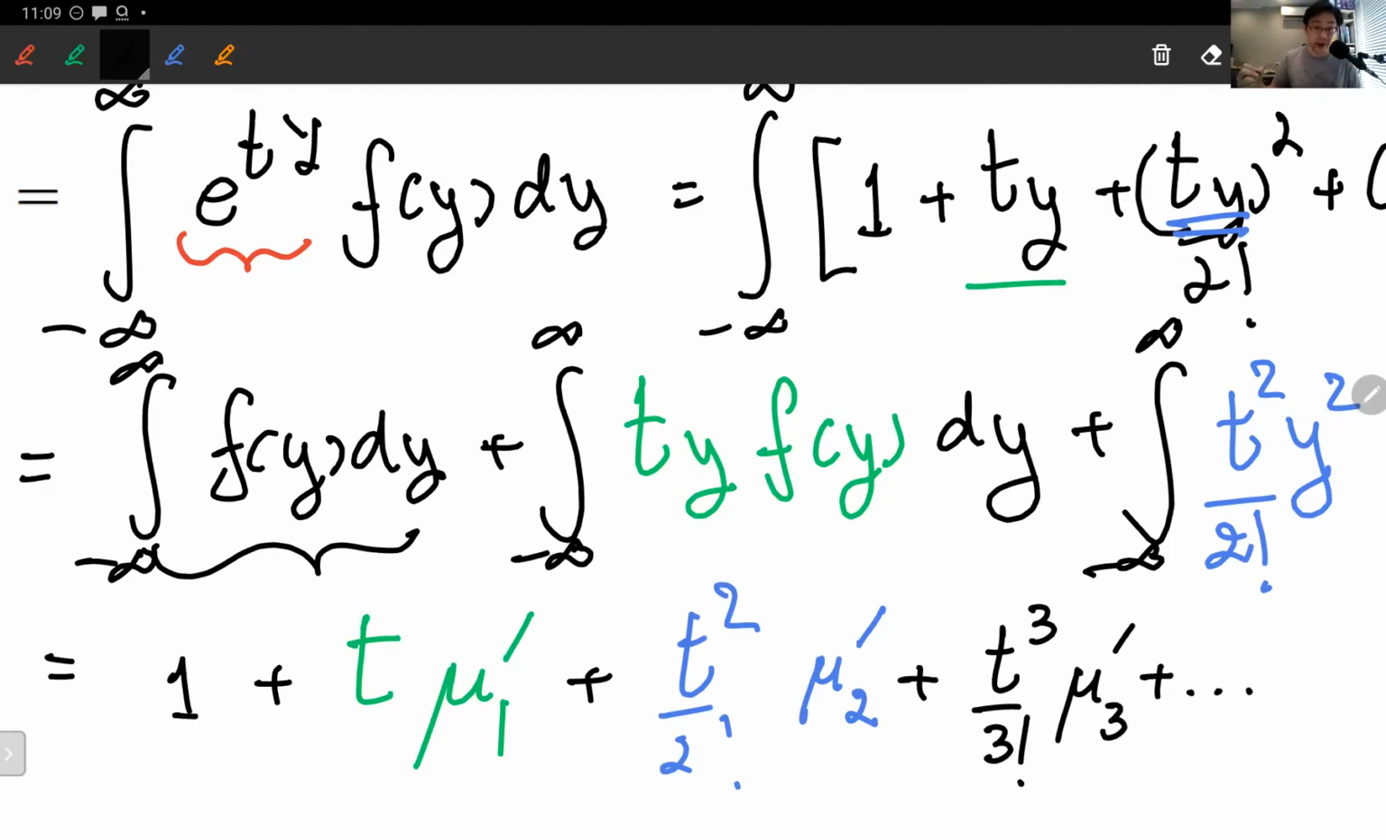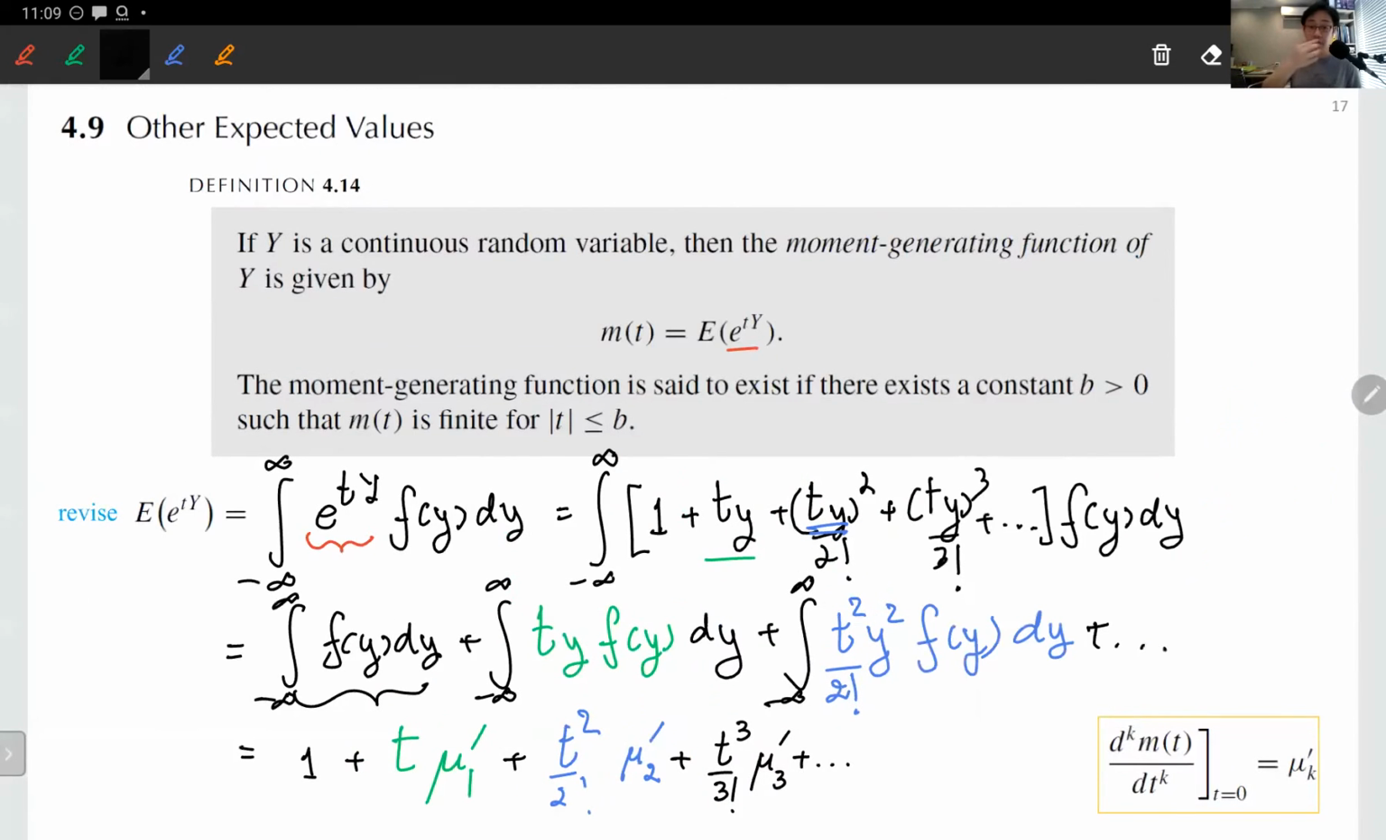Everyone remembers this, okay? So that's why we said before this is the moment generating function, because the expected value of e to the ty has the information of all of the moments all the way to infinity. So the way to extract those mu sub k, the mu sub 1, mu sub 2, mu sub 3 primes, is by differentiating and then substituting t equal to 0.